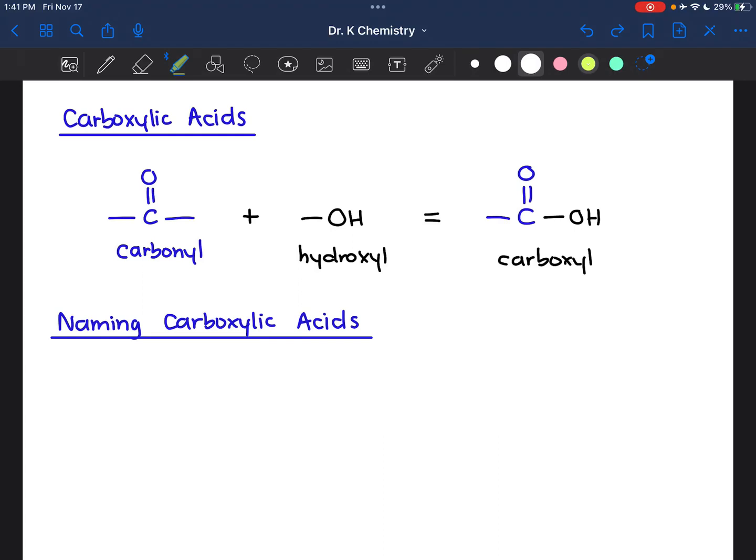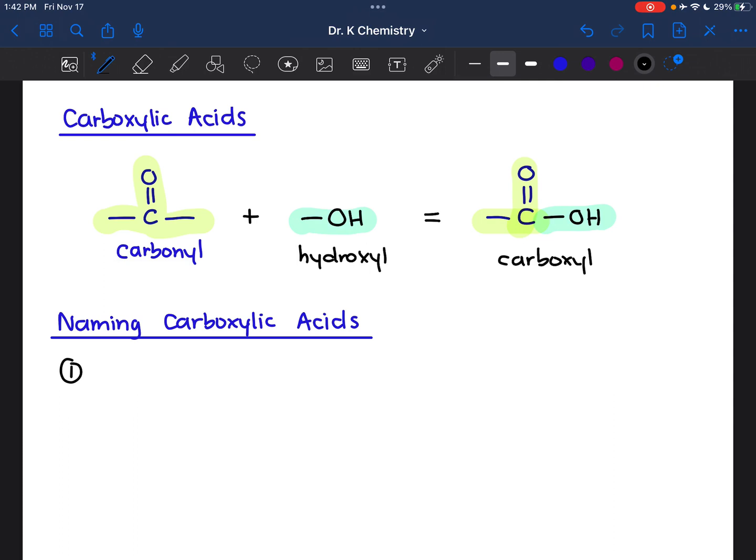In this video, we will explore the naming and properties of carboxylic acids. Note that carboxylic acids have a carbonyl group, and they have an OH attached to it. And the OH group is called hydroxyl. When you put that together, we get the term carboxyl to indicate that it's a hydroxyl group attached to a carbonyl. And they are acidic, which is where the name carboxylic acid comes from.